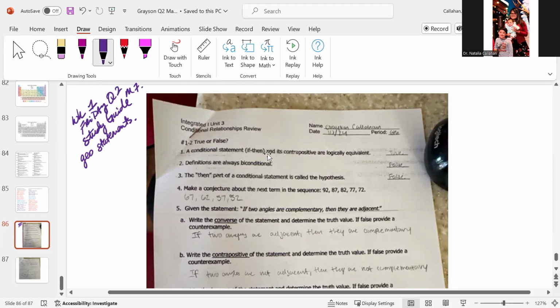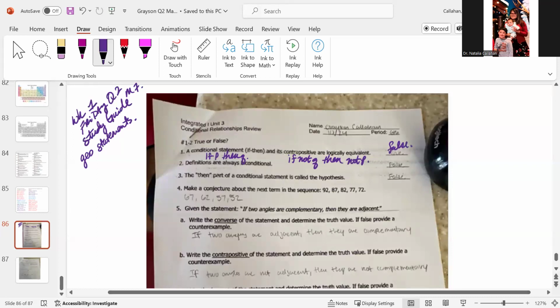A conditional statement, if-then, and its contrapositive are logically equivalent. So you want to write this down. A conditional statement is if P, then Q, right? And then the contrapositive is, if not Q, then not P. I don't think they're logically equivalent. I think it's false.